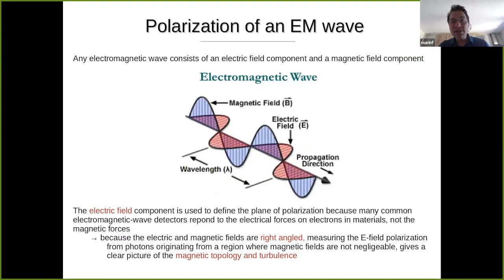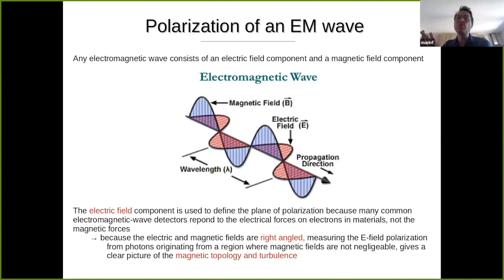But here, what is interesting for us is certainly not a string in space, but rather the photons, because those are the way to measure something in space, in addition to gravitational waves. And as you all know, the electromagnetic wave consists of both an electric field component and a perpendicular magnetic field component that oscillate in time at right angles. When we discuss polarization measurement in astrophysics and in most fields, in fact, we always discuss the polarization of the electric field. So in which direction is the electric field oscillating? Why? Well, because many common electromagnetic wave detectors respond to the electrical forces on electrons in material and not the magnetic forces.